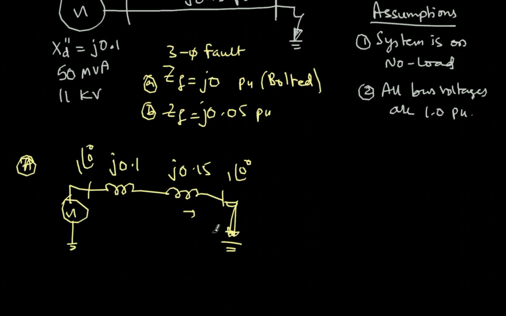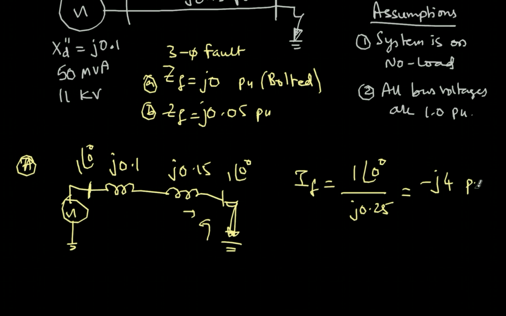So what will be the current here? In another way, you can find the Thevenin's impedance looking into the system. So you short circuit this and the total impedance is j0.25, and here the voltage is 1. So the fault current will be 1 angle 0 divided by j0.25. So this will be minus j4 per unit. This is the fault current in per unit flowing here.